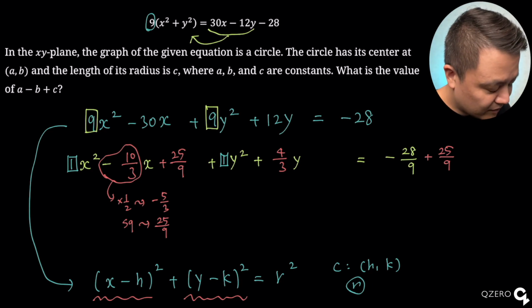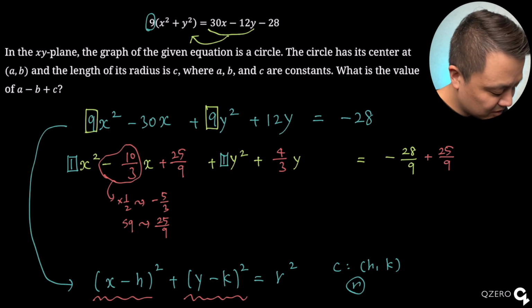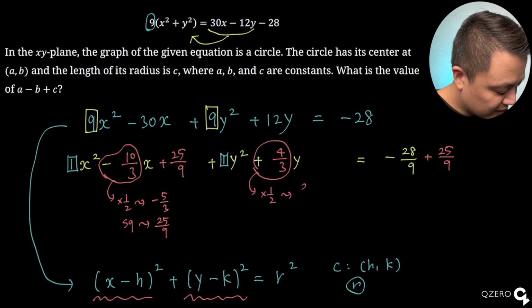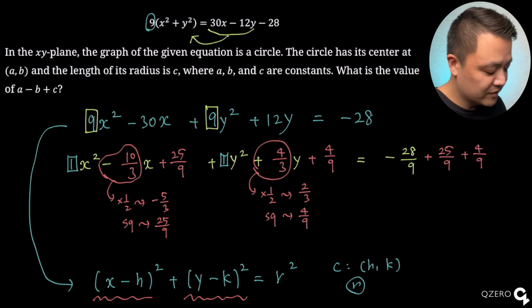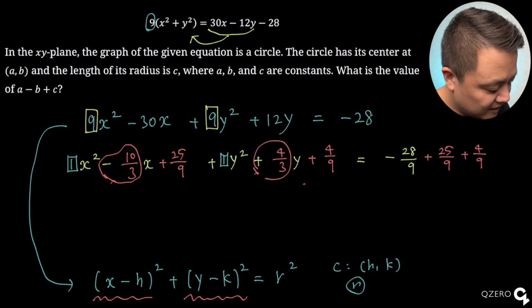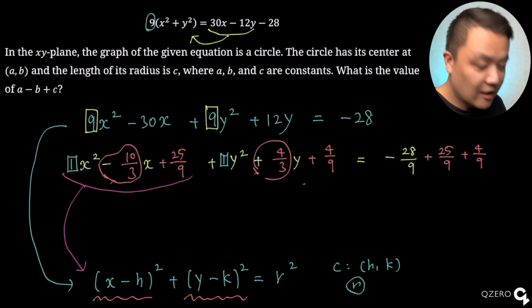Let's do the same thing for the y terms. Since we already have 1 as the quadratic coefficient, we're ready. Take the linear coefficient, multiply by 1/2, then we're getting 2/3, and square it, then we're getting 4 over 9. That's the number we need here, and let's add the same number to both sides. Okay, we're ready. These 3 terms will make a perfect square.